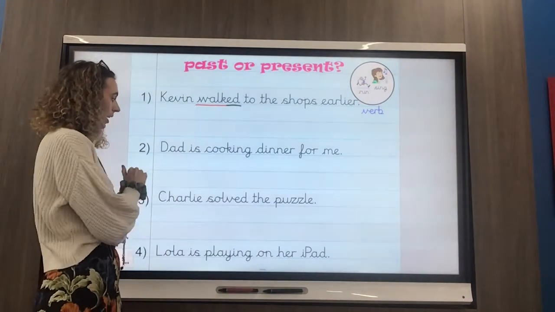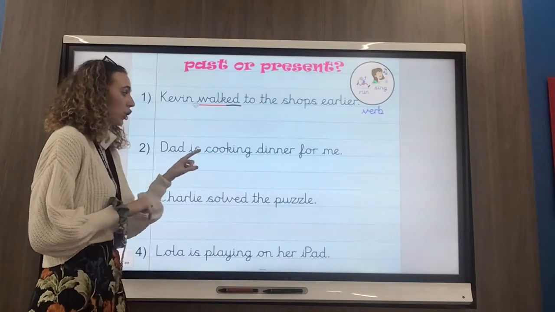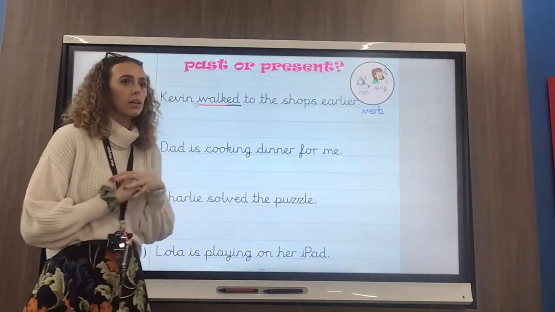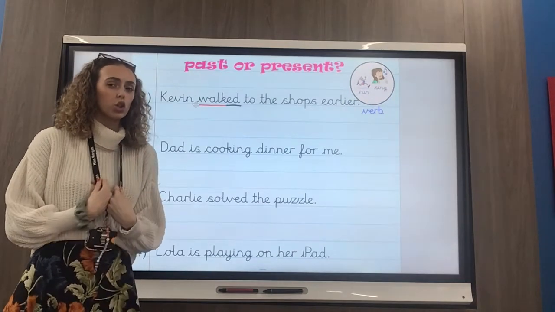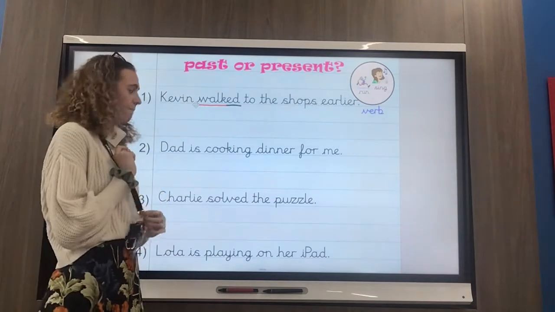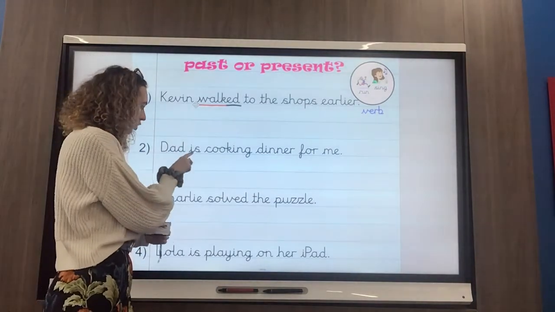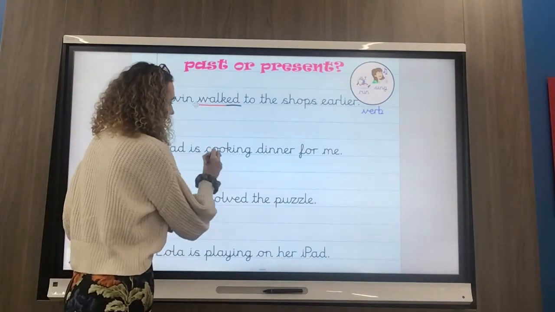Okay. Let's look at sentence number 2. Dad is cooking dinner for me. Oh, I'm not sure whether that was the past tense or the present tense. So I'm going to look for my verb. What is my doing word? Cooking. My dad is cooking.